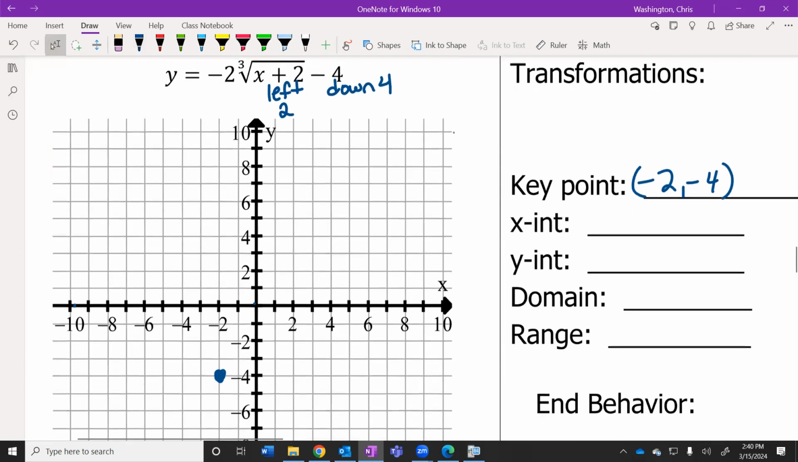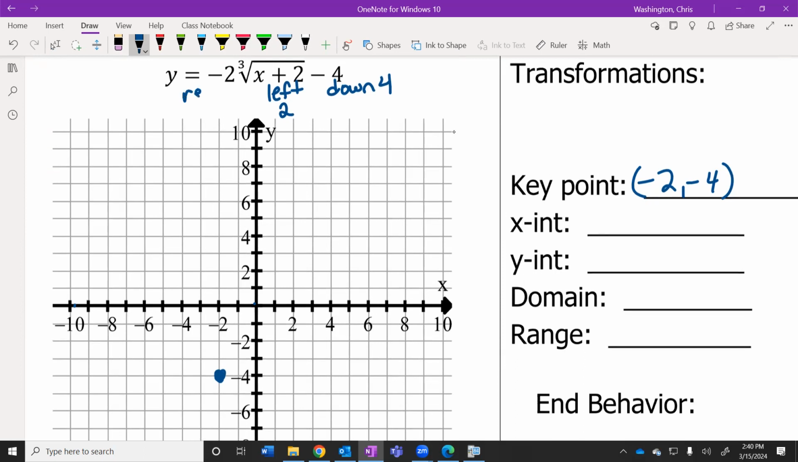It does not matter if there's a -2 in front or any number in front for that matter. You can change that number to any number you want, and that point, -2, -4, is still going to be on your graph. That's the only point that would be on our graph if we change that -2 in front to any other number. So now how do we graph this?